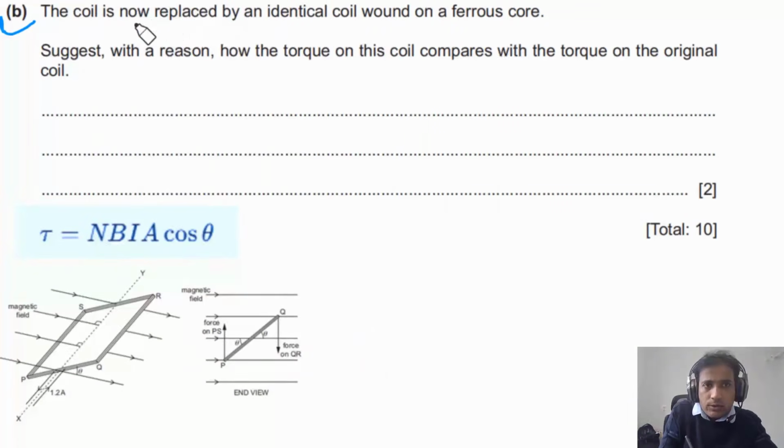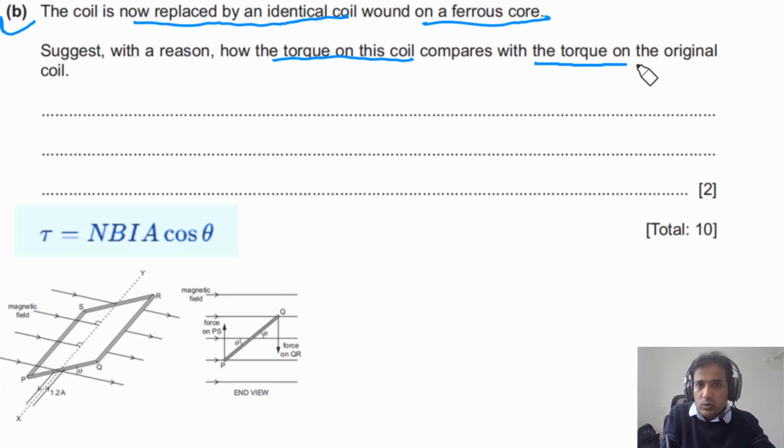Part B says the coil is now replaced by an identical coil wound on a ferrous core. Suggest with a reason how the torque on this coil compares with the torque on the original coil. Now it is a ferrous core, and ferrous is a magnetic material.